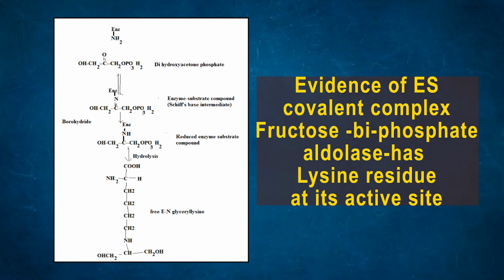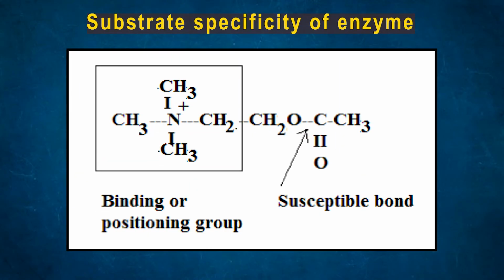The evidence of an ES covalent complex is found in the case of fructose bisphosphate aldolase. We can find that it has a lysine residue at its active site, which is derivatized with the help of borohydride. The substrate specificity of the enzyme indicates the characteristics of the substrate. It has some susceptible chemical bond, and it must have some positioning group.